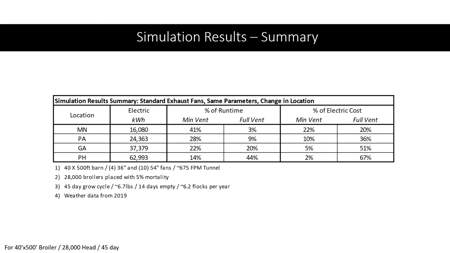Minnesota is the least. We're in full ventilation a lot less. And then the whole way down to the Philippines, which is in full ventilation quite a bit. And you can see that by the next 2 columns, which is the percent runtime. So you can see the columns of minimum ventilation: Minnesota 41%, Pennsylvania 28%, which is what we looked at in the previous, down to 14% in the Philippines. And you can see the inverse in full ventilation then, where we start at 3% and go to 44%.